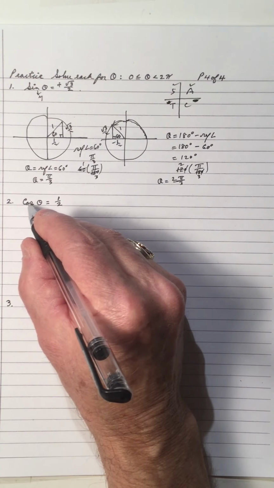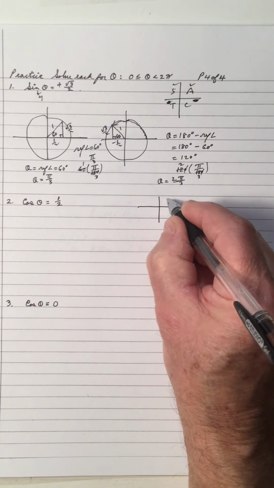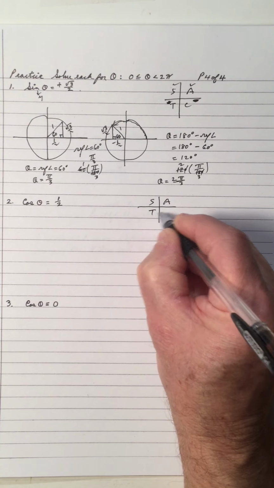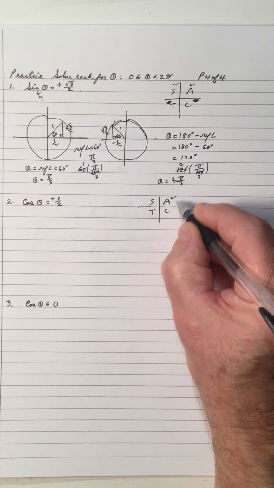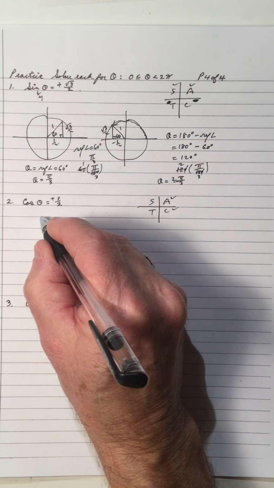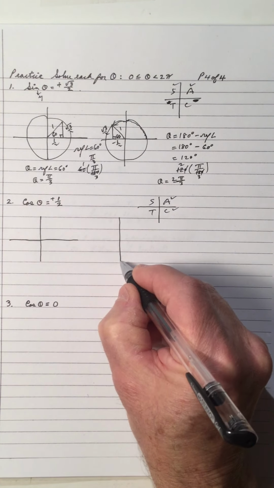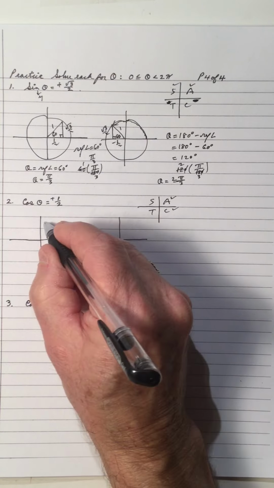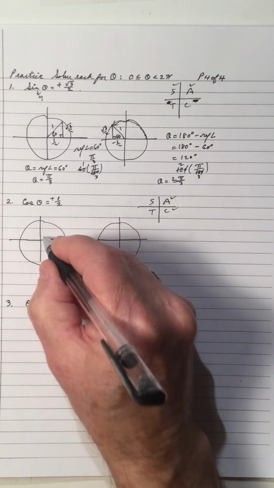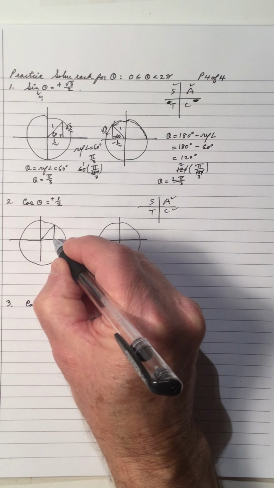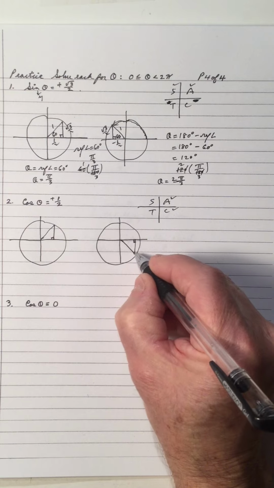Number 2. Cos is equal to a half. And where are we? Add sugar to coffee. Cos is positive here and here. So we are in quadrants... Draw a circle. First quadrant, perpendicular. And we're in the fourth quadrant, perpendicular.